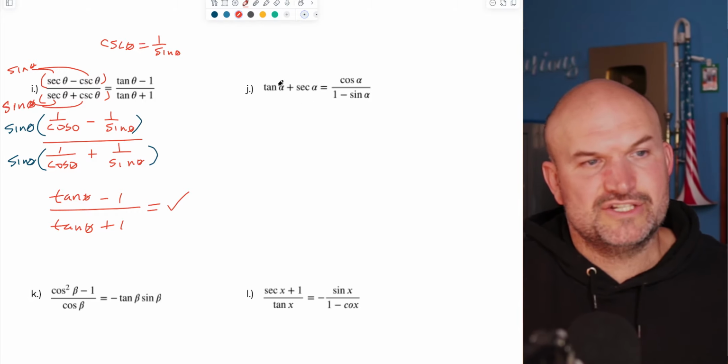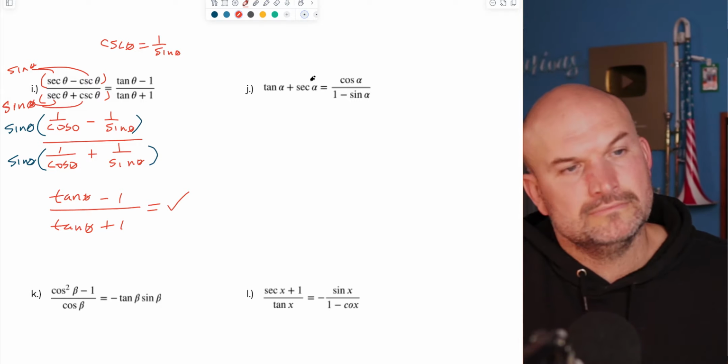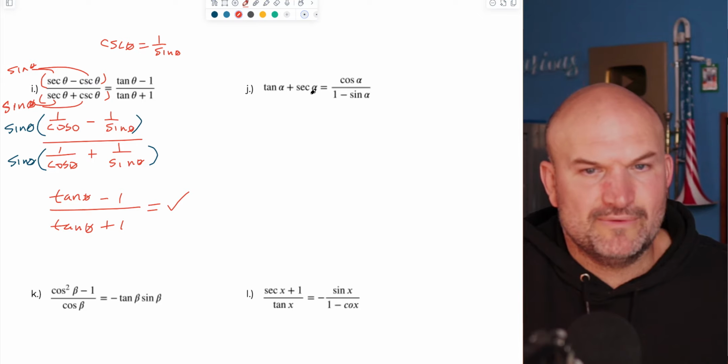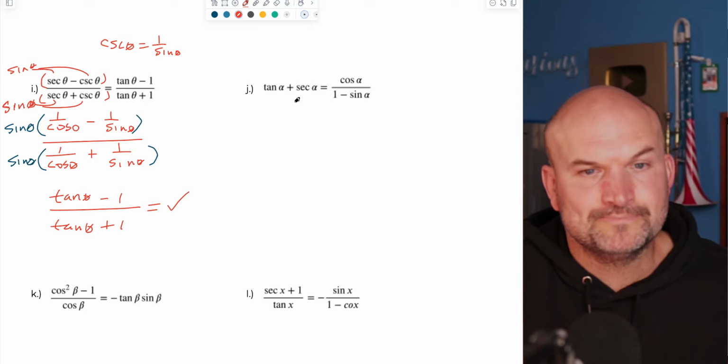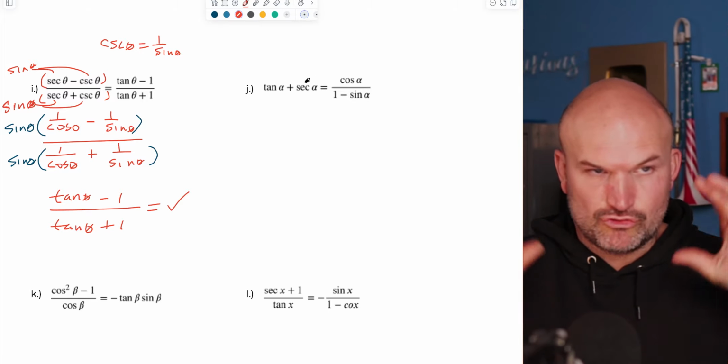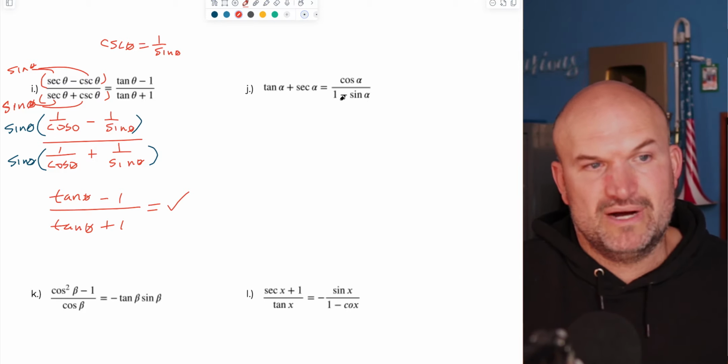Here I have tangent of alpha plus secant of alpha. A couple different ways we could go about this. I am thinking that in this problem, I'm going to rewrite this in terms of sines and cosines. That's going to create a fraction, which then I can maybe get a common denominator that will be a 1 minus a sine of alpha. So let's just try it.